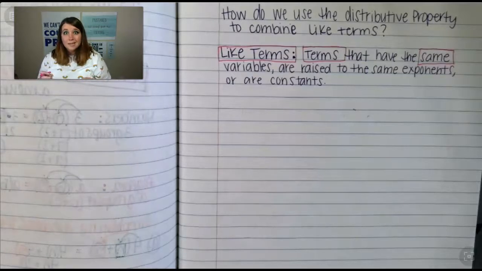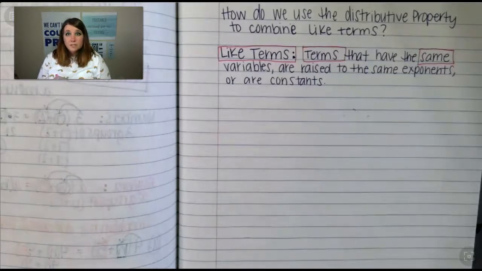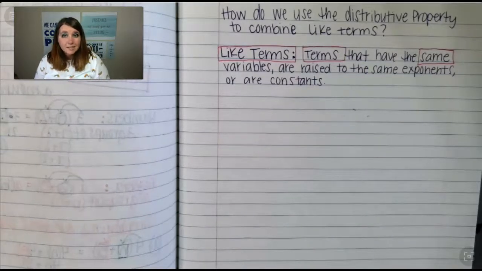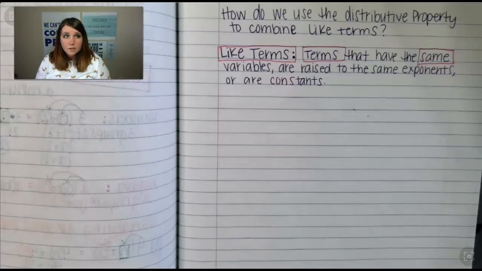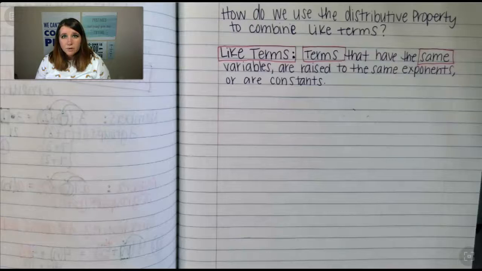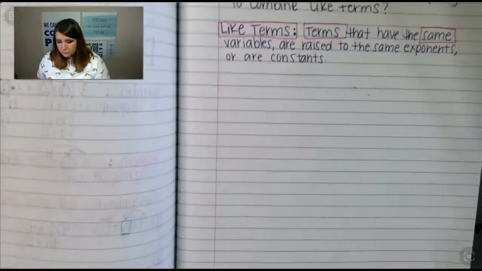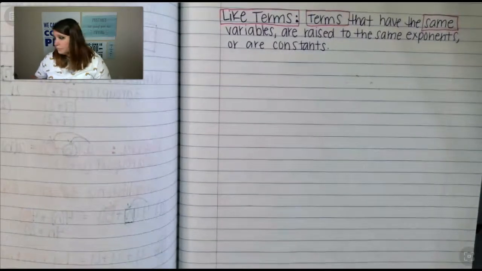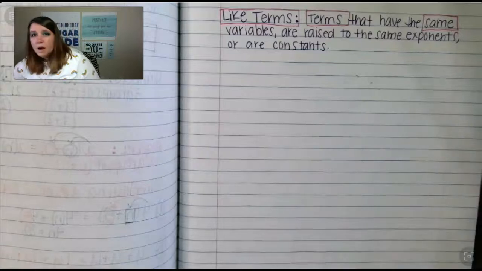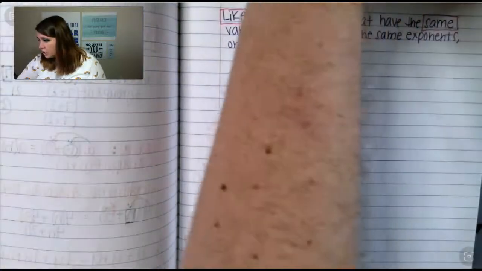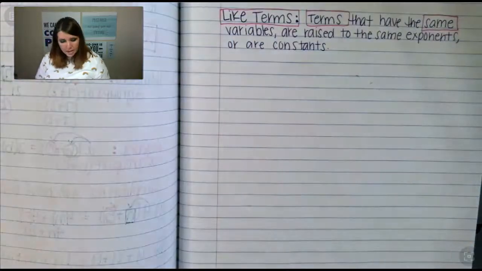Not as in the same number, but they're similar. If it has an x and an x, it'll go together. If it's a y and a y, it'll go together. If it's a 2y and a 3, those will not go together. We'll see how that works in just a second. It's really important for us to put things together that are the same. So, for example, let's do an example.